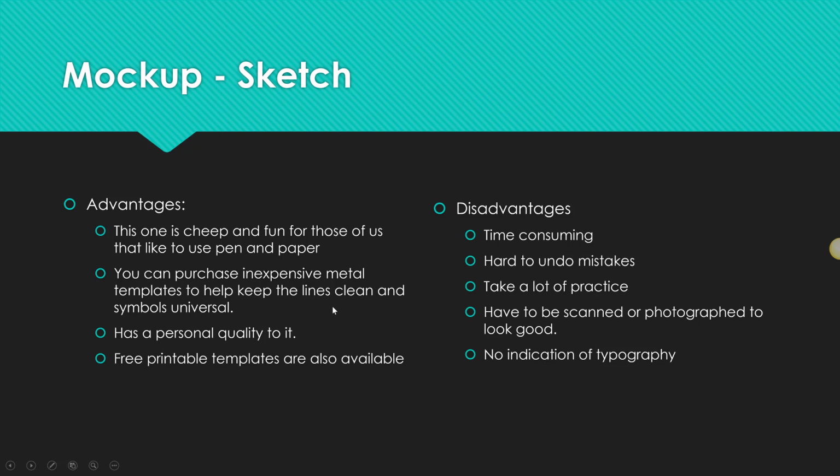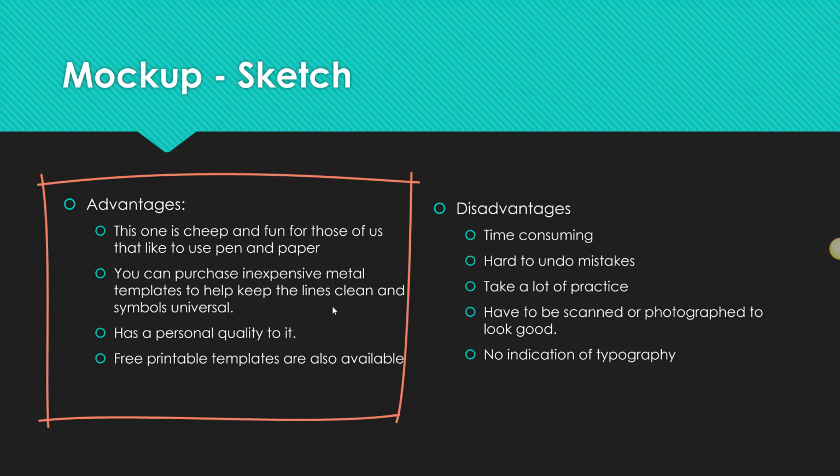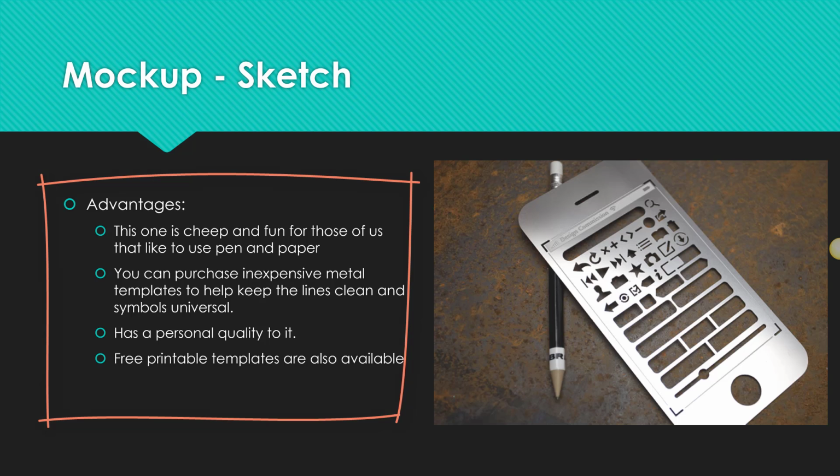The different types of mockups that we have are the sketch mockup. The advantage of this one is that it's cheap and it's fun. And for those of us that like to use pen and paper, it's a great outlet. It also works well in meetings where you may not have the time or space to work on software. You can purchase inexpensive metal templates that help keep your lines in order and have some basic symbols that you can use and reuse. They do have a personal quality to them, so you have that element of thinking, and often are free and printable, as well as available online.